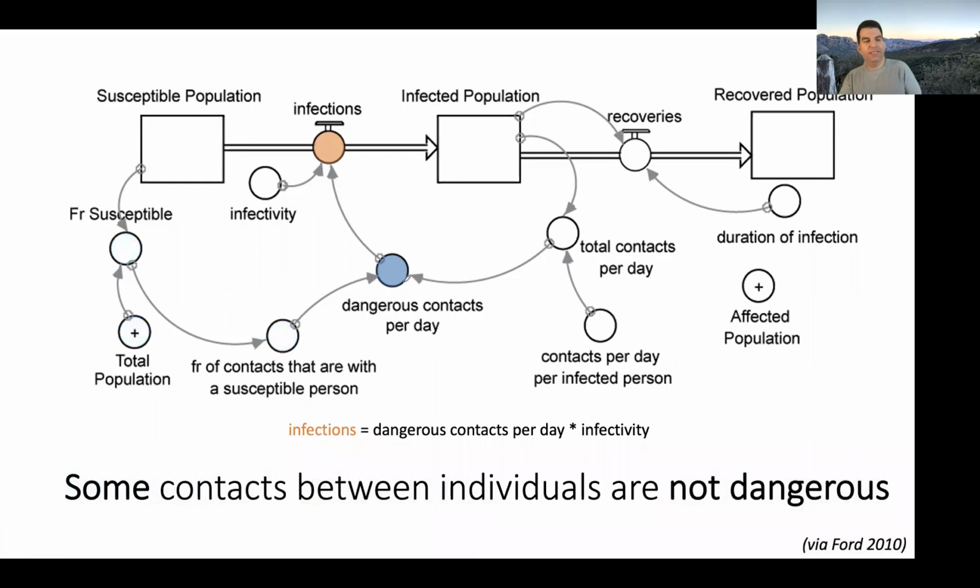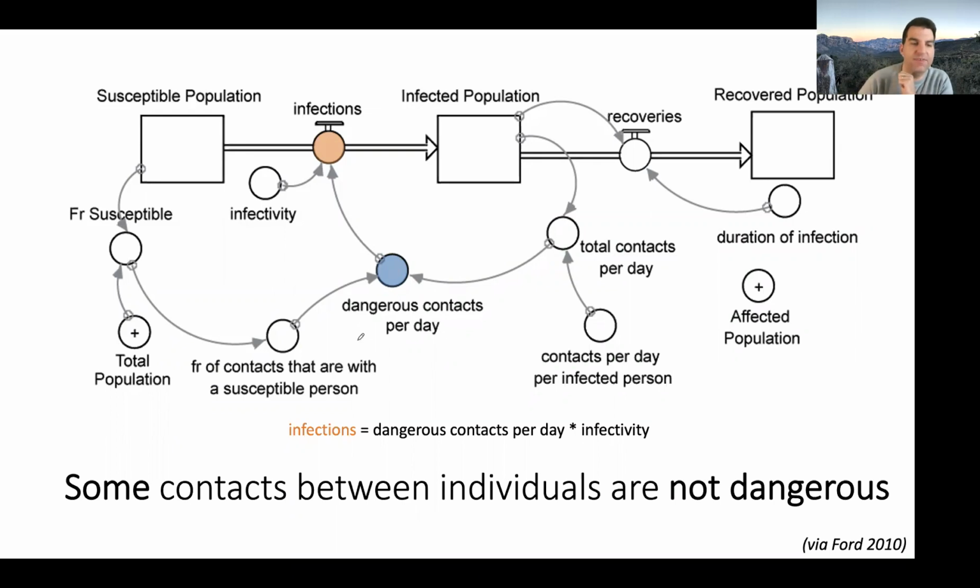The idea here is we don't care about all contacts per day. If an infected individual bumps into another infected individual, we don't care. There's no chance that disease is going to spread. If an infected individual bumps into a recovered individual, we don't care. There's no chance that the infection is going to spread. We only care about the number of times an infected individual bumps into a susceptible individual. And that's where we bring these two populations together.